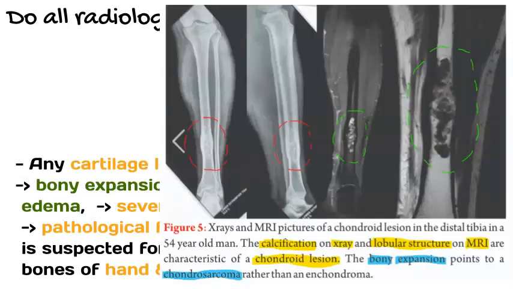This figure illustrates the X-ray and MRI pictures of a chondroid lesion in the distal tibia in a 54-year-old man. The calcification on X-ray and lobular structure on MRI are characteristic of a chondroid lesion. The bony expansion points to a chondrosarcoma rather than an enchondroma.